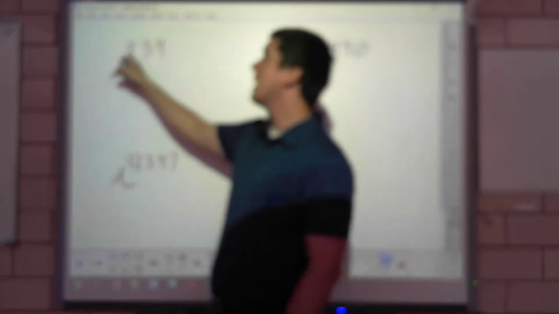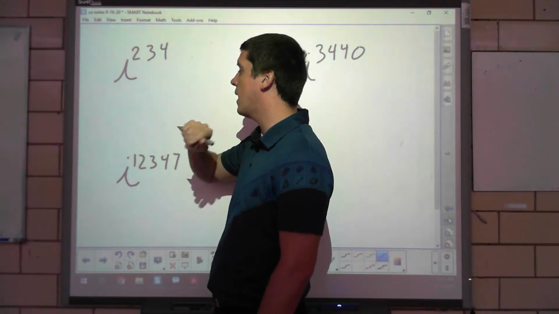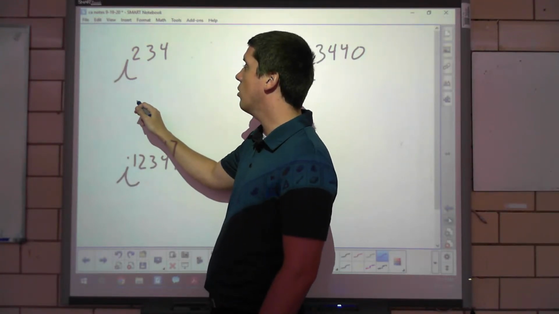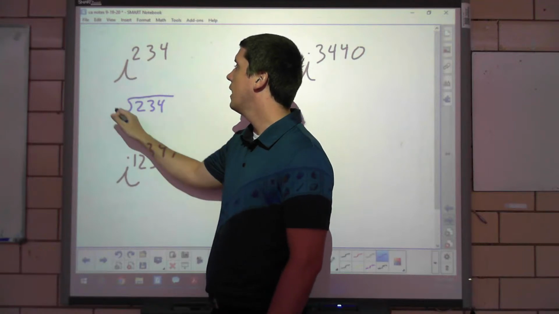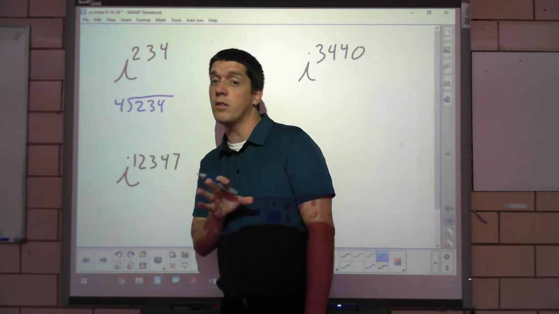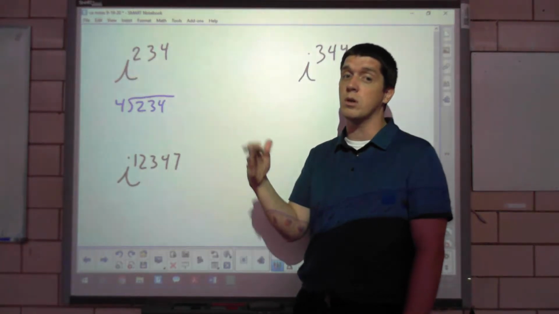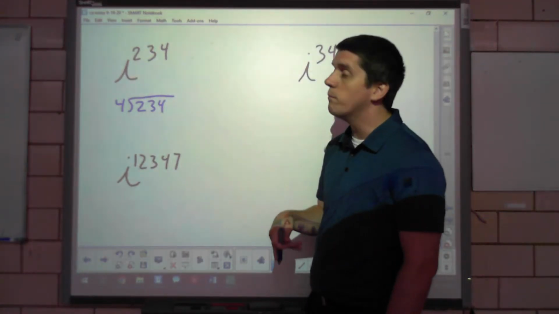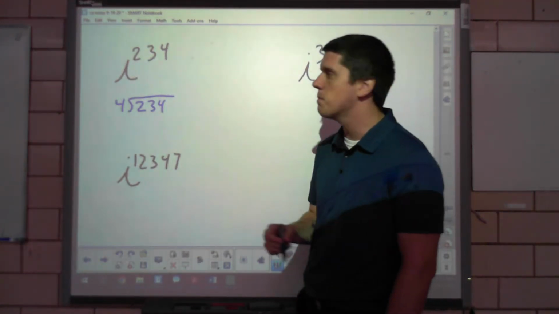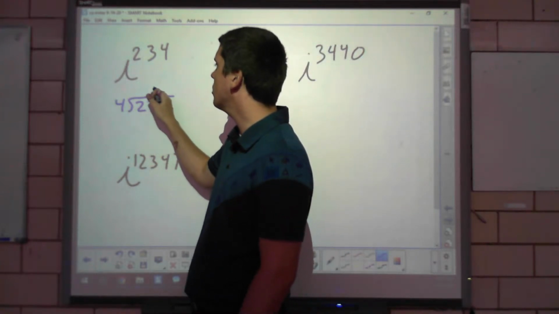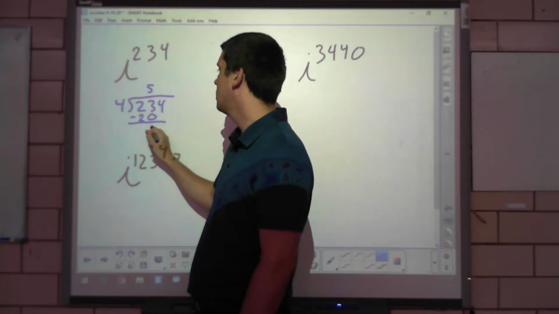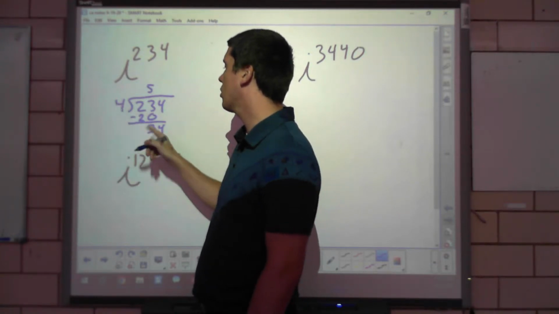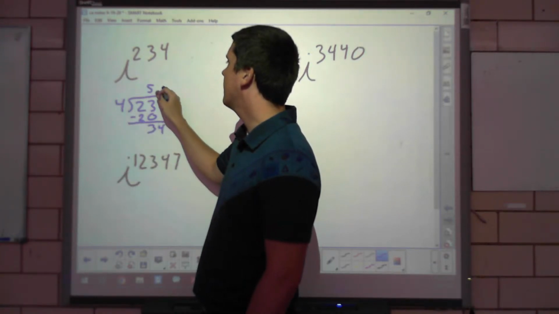If I have i to the 234th power, then I can simply say, okay, well, if I take that 234 and I divide by 4. Now, I know that this is long division. Some of you guys are going to be like, what the hell, Mr. Keith? Go look up some long division. So 4 goes into 23, 5 times, that's a 20, that's 34. 4 goes into 34, that's 8 times.